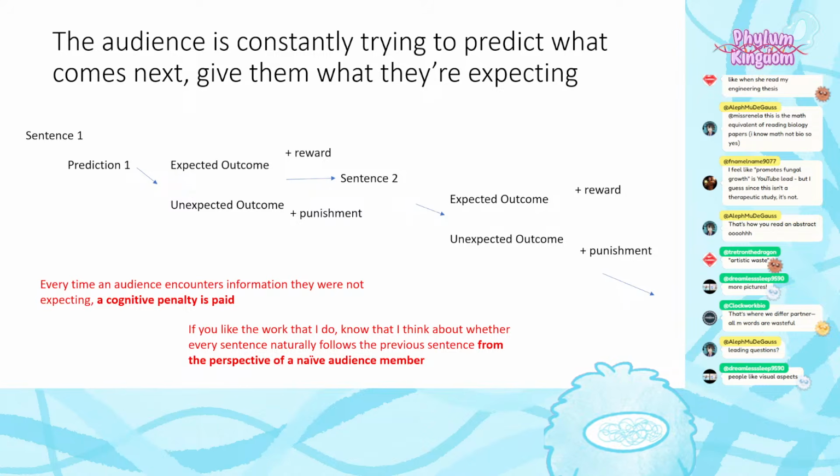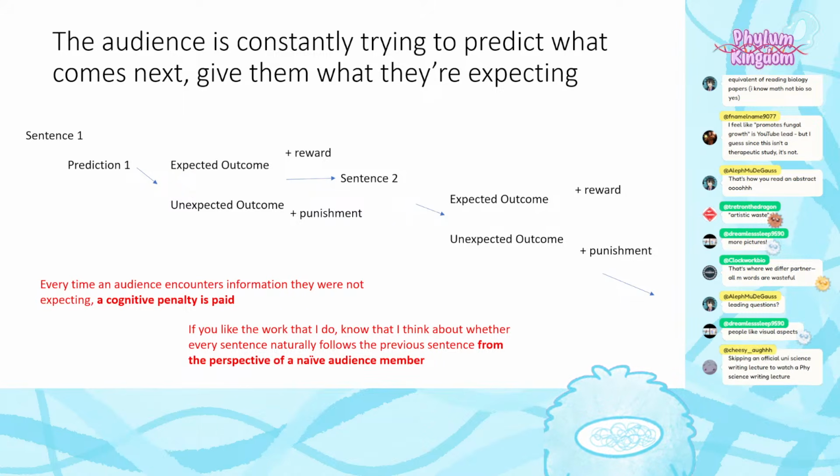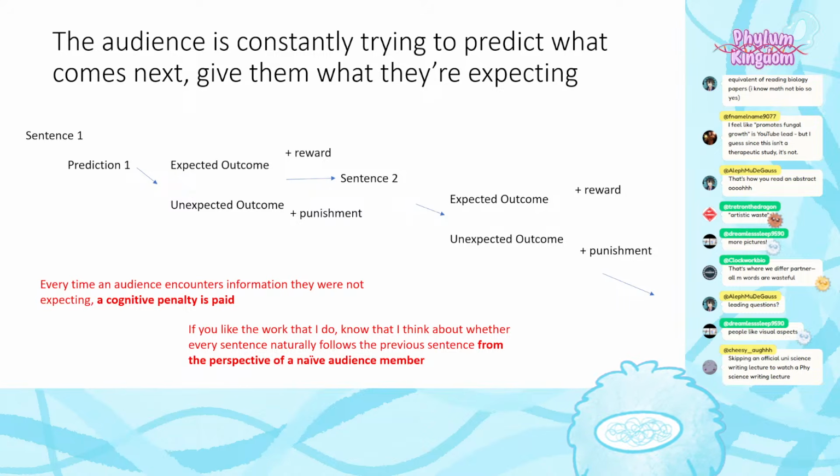So if you like the work that I do, know that I do think about whether every sentence naturally flows from the previous sentence from the perspective of a naive audience member, right? In my drafting and rewriting process, I will often go back and, as I'm reading back my script, ask myself, does this sentence naturally follow the previous one? Or does it produce a bit of surprise? And if it does present a bit of surprise, is that good surprise or is it bad surprise?